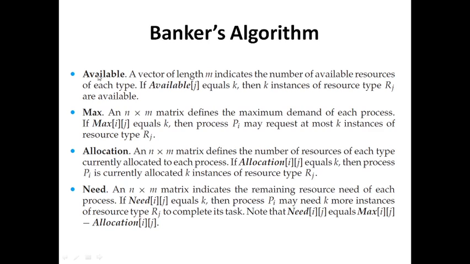So we have the available, which is nothing but the total resources minus already allocated resources. Max is the claim matrix, so total demands of various processes, and allocation is the current allocation out of the claim or max. What is currently allocated is summarized in this particular matrix, and need is the difference between max and allocation, calculated and filled into this particular matrix.